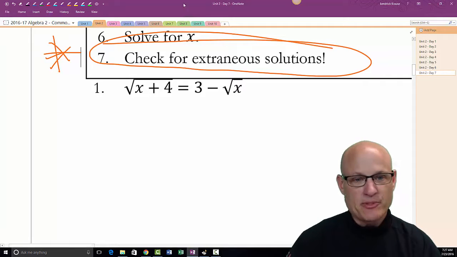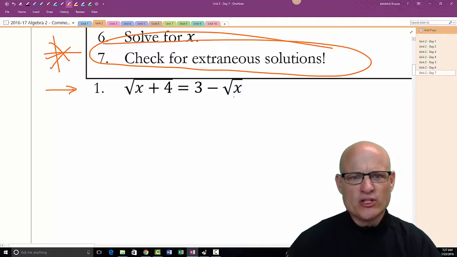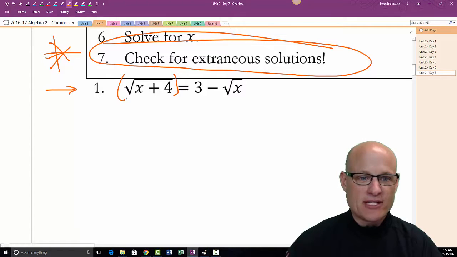Sorry, these kind of slammed up into each other. Hopefully on yours, it looks a little bit more professional. But I have a radical here, and I have a radical here. So you need to have one radical per side, and you need to isolate one radical. So you need to have one radical isolated on a side, and I have that. So my steps are to square it. So I'm going to square this side. Remember, every time I square something, you always see me put it in parentheses. And I'm going to square this side.